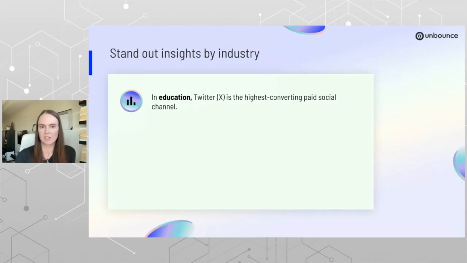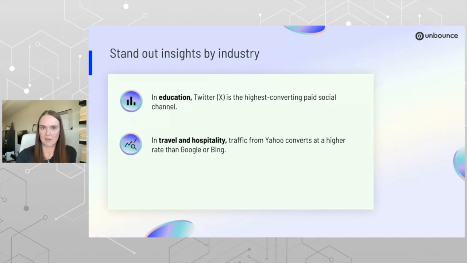So first, in education, we saw that Twitter, or X, is the highest converting paid social channel, but it didn't even make the list in terms of top performing channels for any other industry. We also saw that while Google dominates in most industries when it comes to paid search, Yahoo actually wins in travel and hospitality with a 10.3% conversion rate compared to 6.9% for Google.